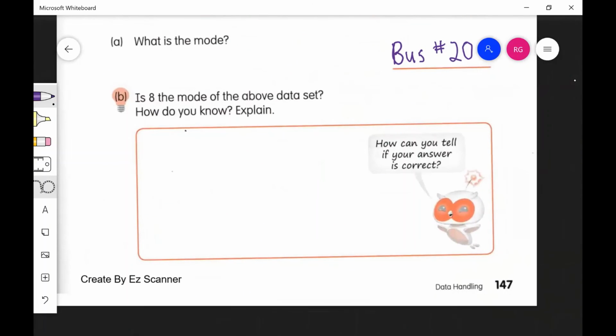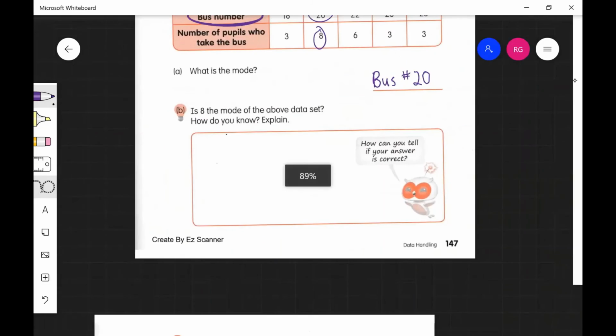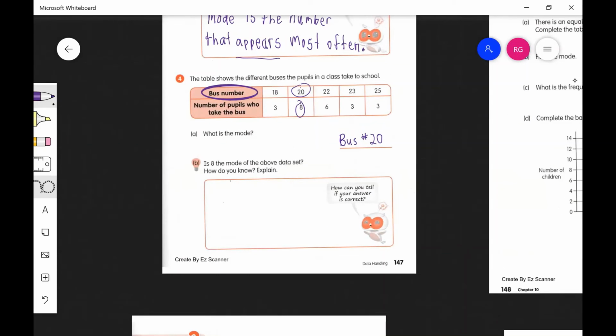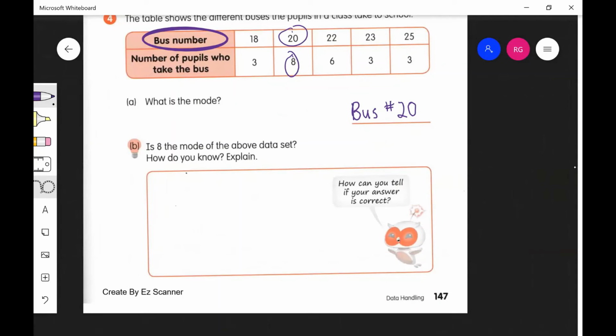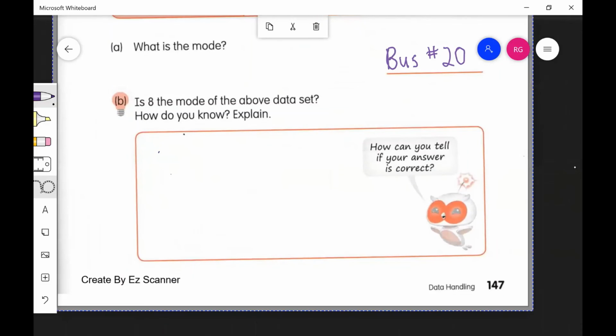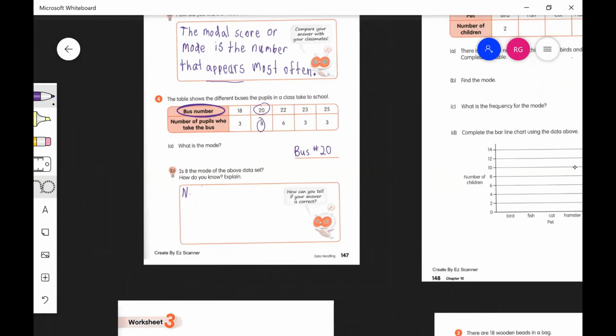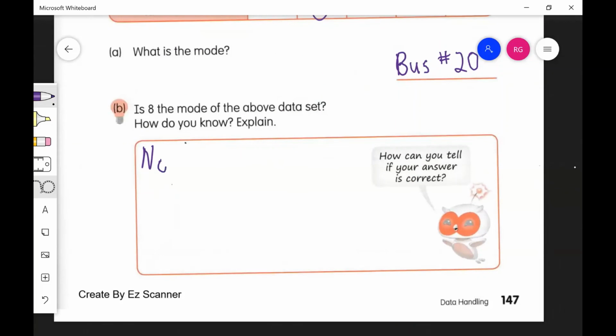And for B, is 8 the mode of the above data set? That's a little bit strange to say. I'm going to say no, it's not. This is a difficult question because, yeah, it's sort of difficult. Which data set do you want us to consider? I'm going to say no, okay? All right, there's only one bus with 8 students, you could say. There is only one bus with 8 students.